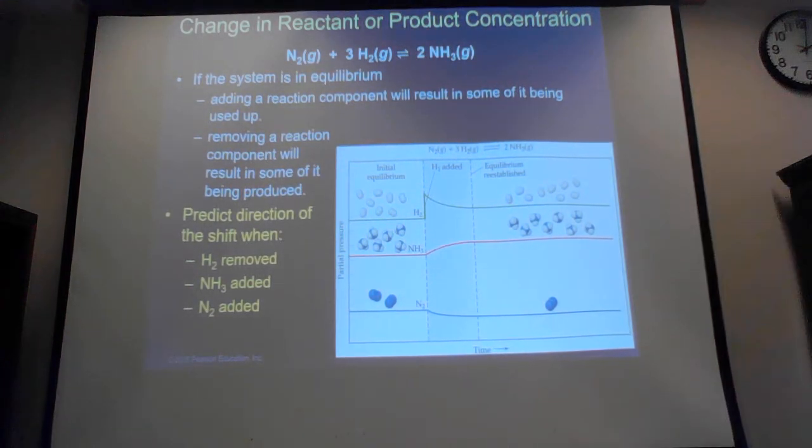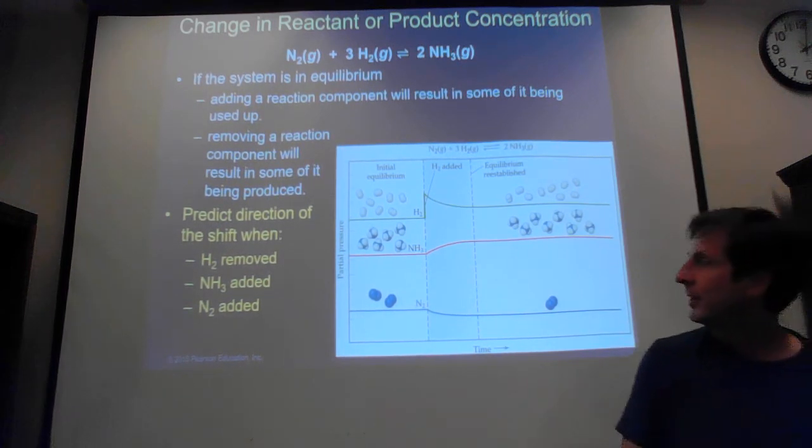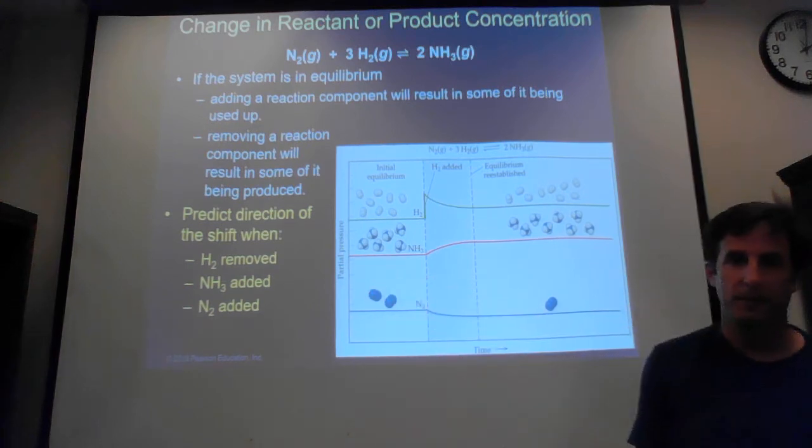So, just for practice, with this equilibrium, which way will the equilibrium shift if I remove hydrogen?